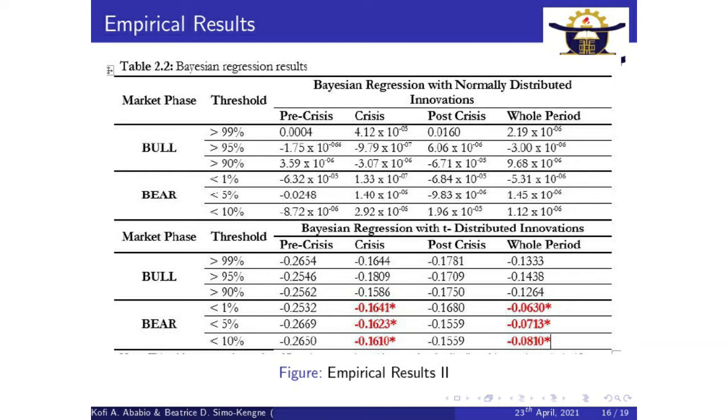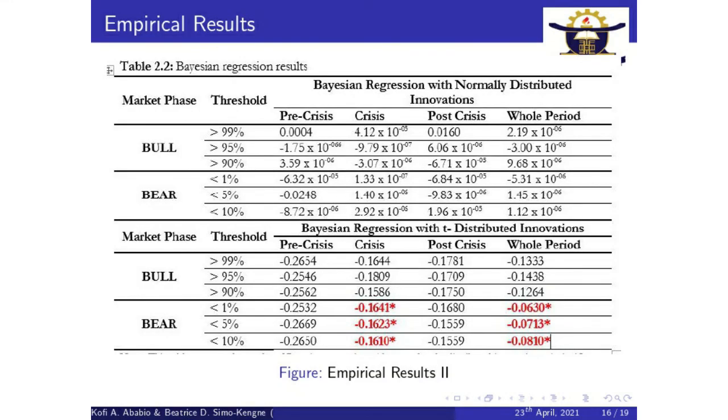Now we want to also validate these results with the normal Bayesian regression, where we assume that the innovations are normally distributed or t-distributed. When you check the results here, you will see that when we use the Bayesian regression with t-distributed innovation, we found evidence of hedging behavior. We found evidence of hedging behavior during the crisis, when the market portfolio return was less than 1%, when it was less than 5%, and when it was also less than 10%.